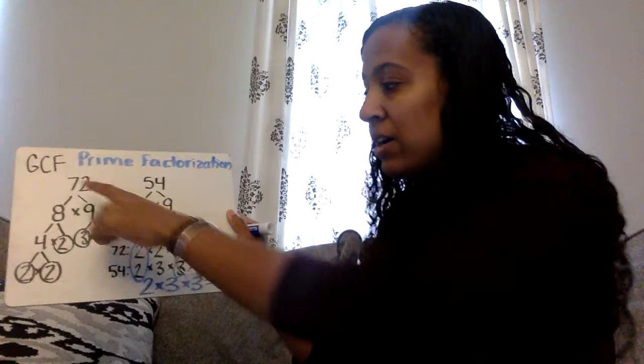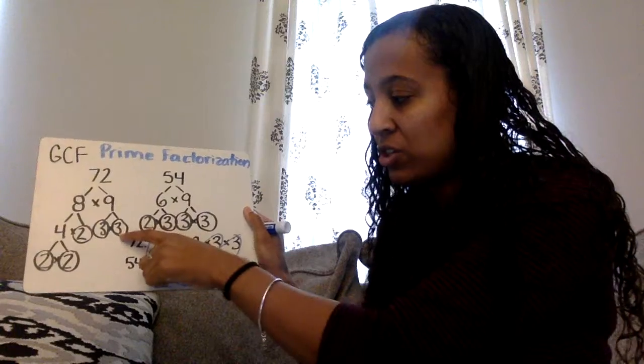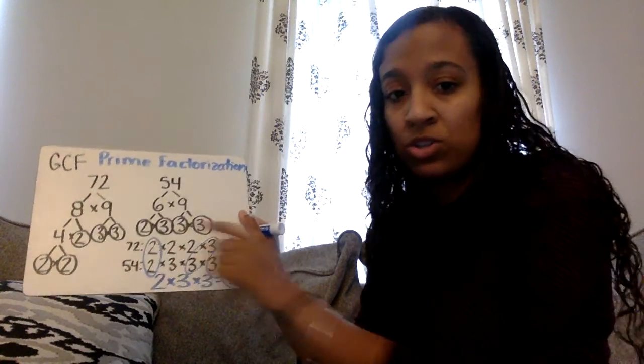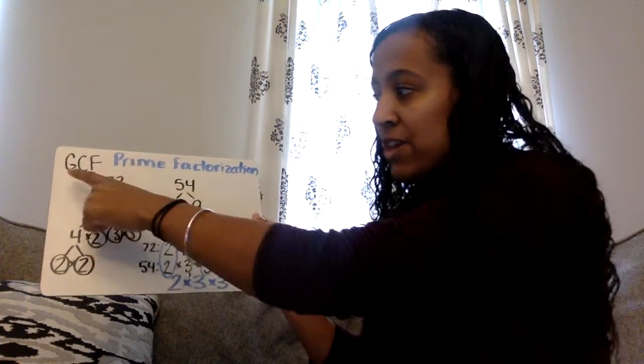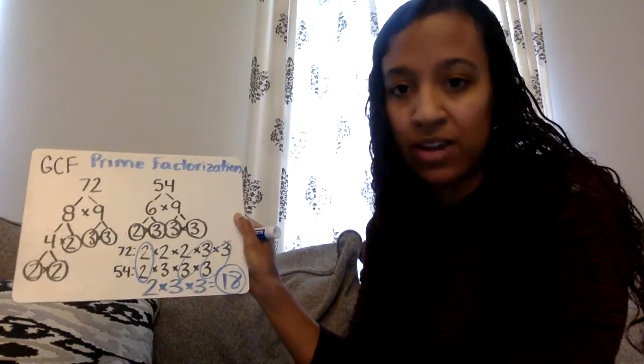Step 1, factor until you get all prime numbers, the prime factorization. Step 2, list those two prime factorizations, and to find the greatest common factor, we're going to circle and multiply all of the prime factors that were in common.